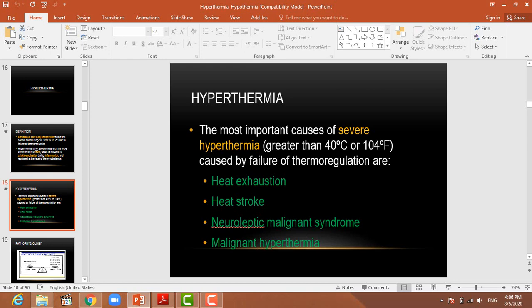Now, what is meant by heat exhaustion? There are two different things, heat exhaustion and heat stroke. Keep in mind that heat stroke is mainly concerned with neurological symptoms, while heat exhaustion is simply due to the depletion of either water or sodium salt.